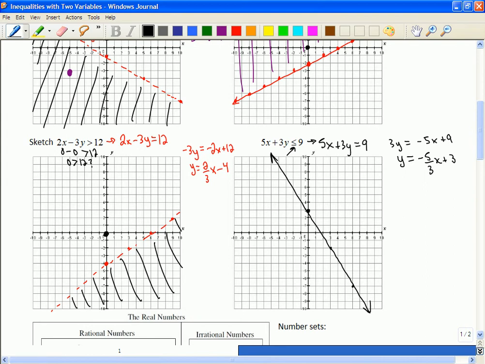All right. So now that I have this, I have to do what? Pick a point. Can we pick the easy point? (0, 0) works nice because it's not on the line. So if I plug that in, 0 plus 0, is that less than or equal to 9? So since it worked, that's what we're going to shade in. All our answers are over there.